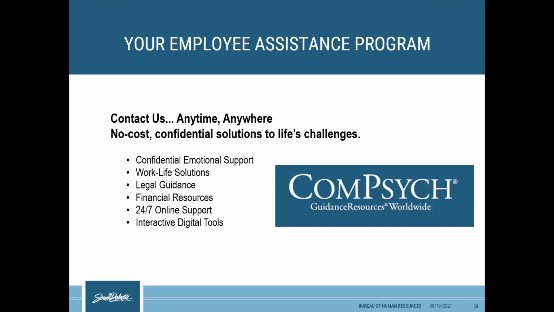Now, your employee assistance program is a very unique program that really looks at any of the challenges you're having in life, whether they're work-related or life-related. They are there to provide any kind of emotional support, help with work-life balance and solutions. They also have legal guidance, financial resources. They are a 24/7 online support to get you the help that you need when you need it. They also have some great interactive digital tools.